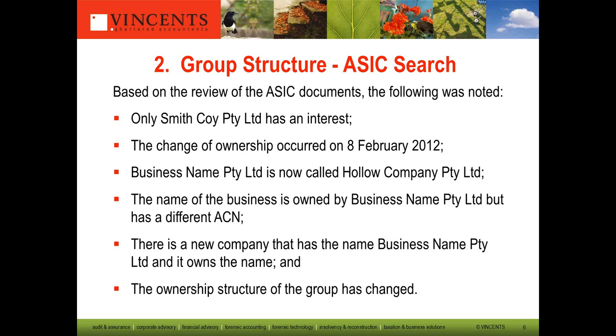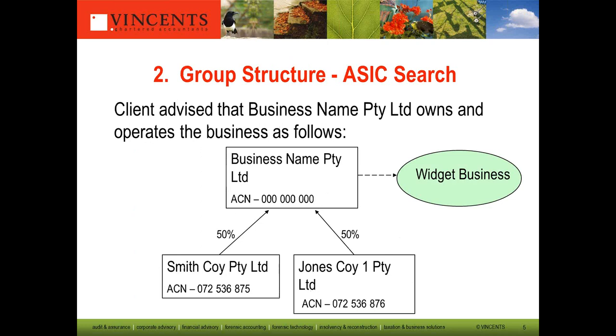The name of the business is owned by business name P2 LTD, but business name P2 LTD has a different ACN number. There is a new company that has the name business name P2 LTD. It owns the name. And the ownership structure of the group has changed. So if we just recap, that's what we had previously. So business name 000000.